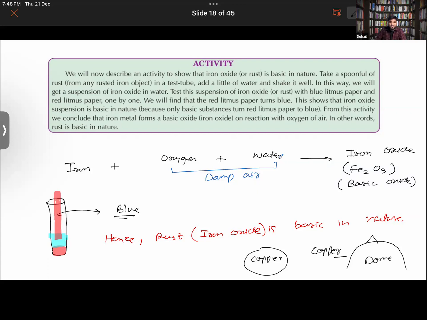So after some time, if it is left in the open, it will turn green in color. For example, the Statue of Liberty. Have you guys observed this? That copper, if left for a prolonged period of time in moist air, will turn green in color. So basically what is happening? Oxidation is happening.